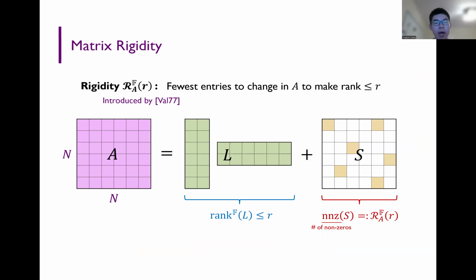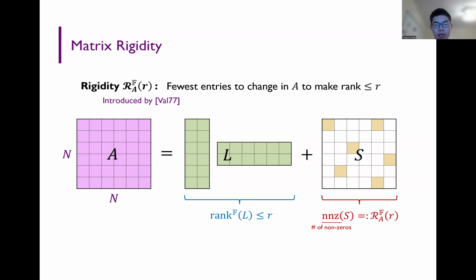Let me start the talk by introducing the central concept of this talk, matrix rigidity. The concept of rigidity was first proposed in the 1970s in the context of understanding circuit complexity. Given a matrix A over a field F, the rigidity of A with respect to rank R is the minimum number of entries we need to change in A to reduce its rank to at most R.